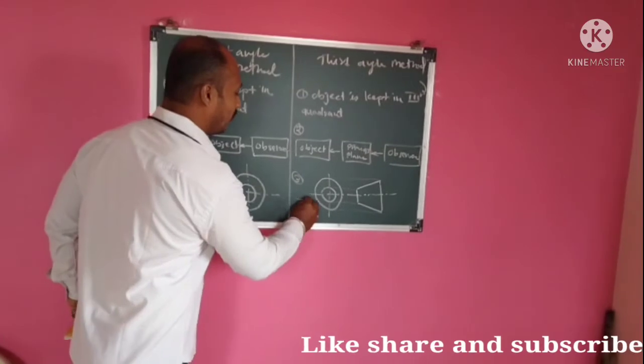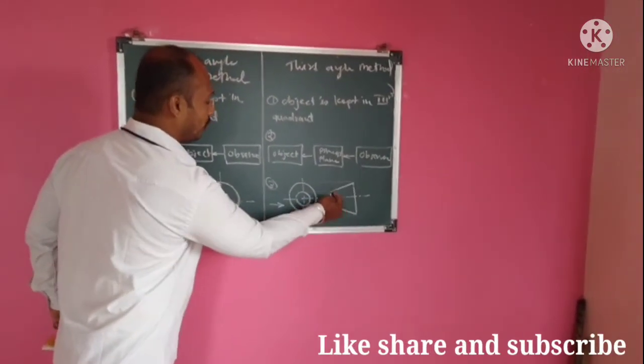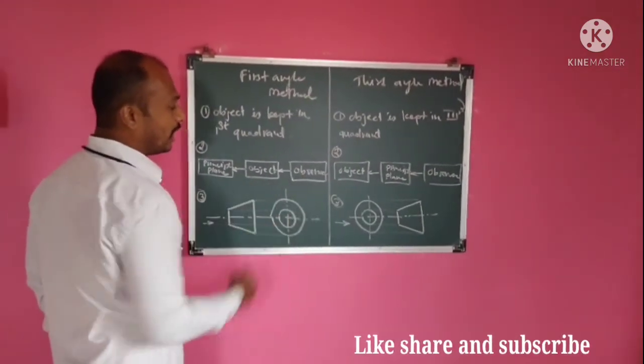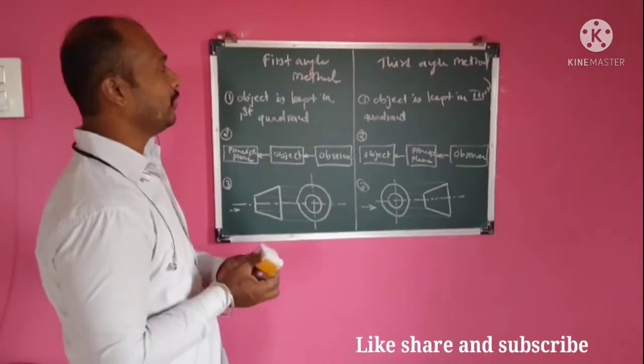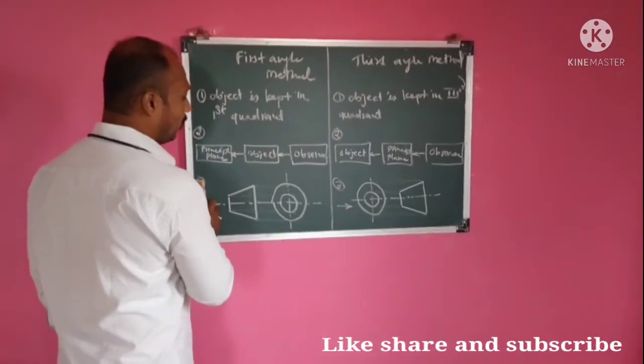So it means when we look from this side, we are going to draw the view on the same side. But in the first angle method, we are looking from this side and drawing the view on the opposite side. This is the basic difference between first angle and third angle projection.